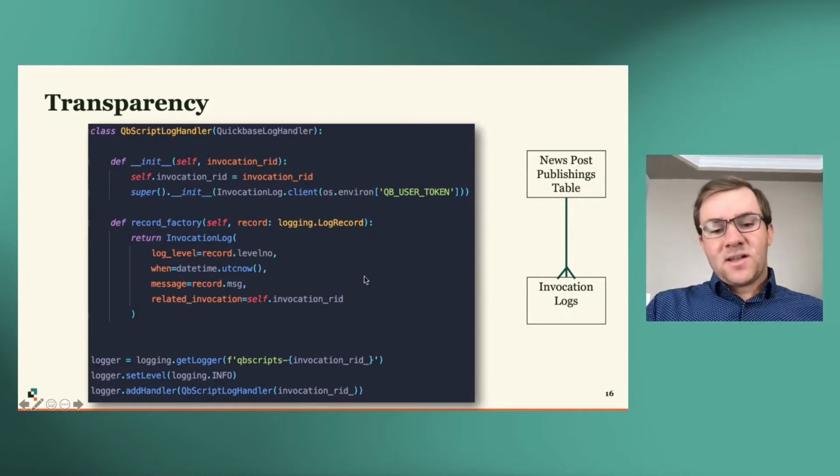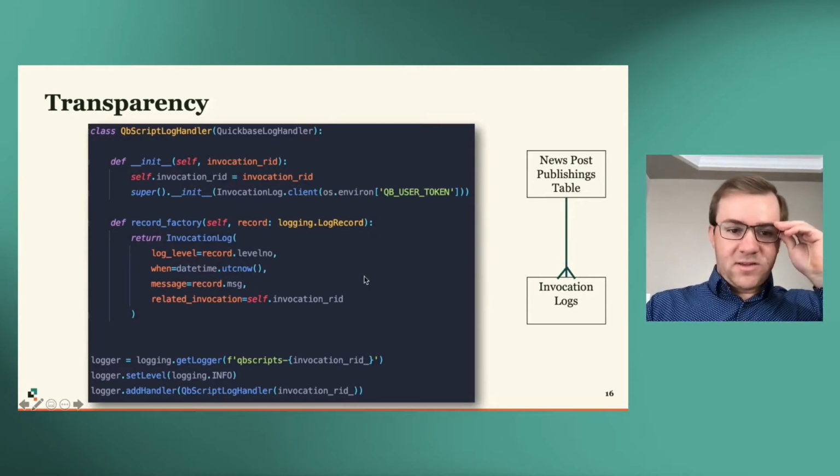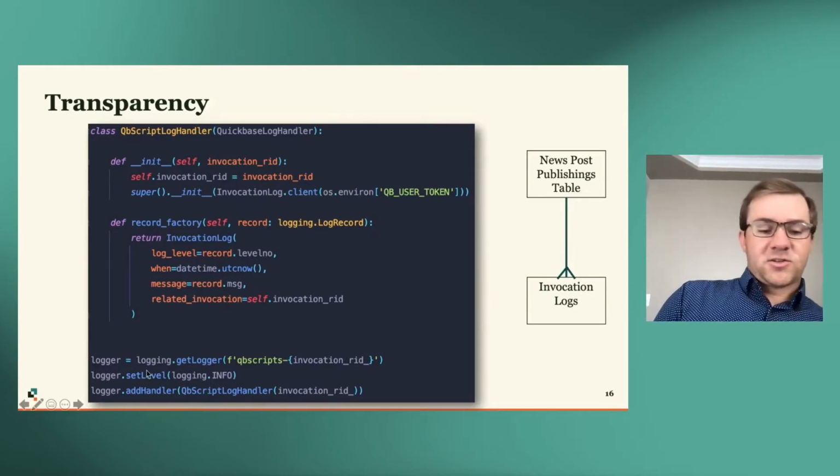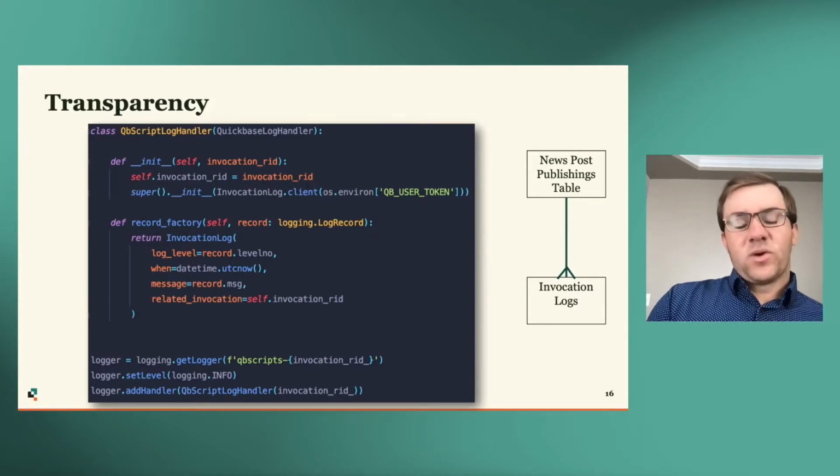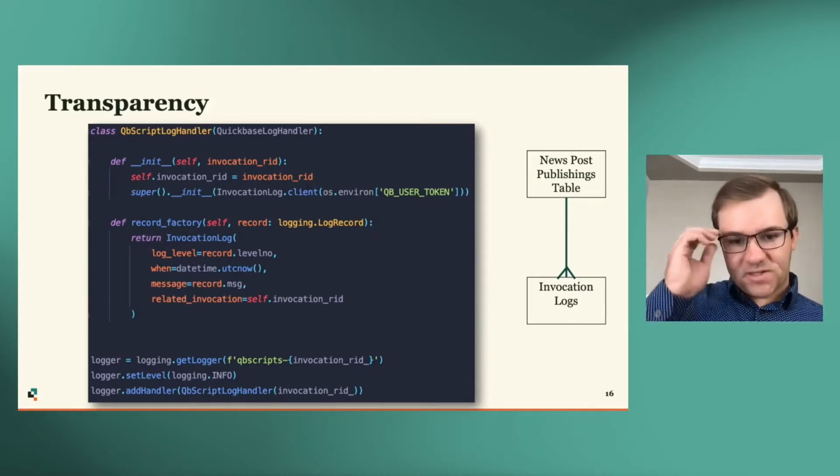The library itself takes care of actually mapping this into the POST requests needed to update the invocation logs table. So now in Python, if you're familiar with Python logging, you can create a logger like normal, add this handler, the one we just wrote, and now your logging.info, logging.error, etc., those logging messages will wind up in Quickbase like we just saw.